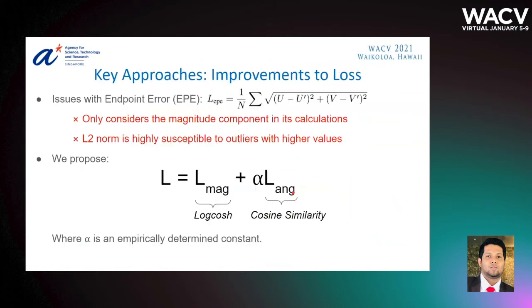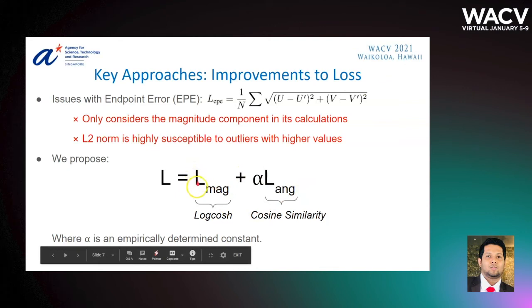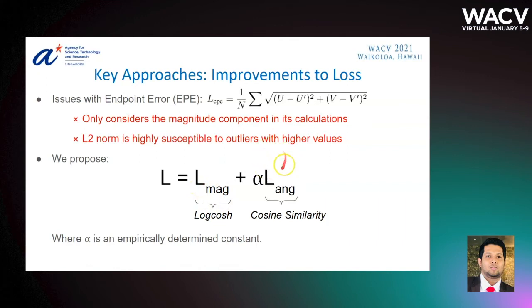The typical loss function for optical flow estimation, EPE, only considers the magnitude in its calculations, whereas the angle, which carries important information, is omitted. Also, the L2 norm is highly susceptible to outliers with higher values. Therefore, we propose the following weighted sum with log-cost loss for the magnitude loss since it is more robust to outliers, and a variation of the cosine similarity for the angular loss, which adaptively scales the loss with respect to the magnitude of the ground truth optical flows.